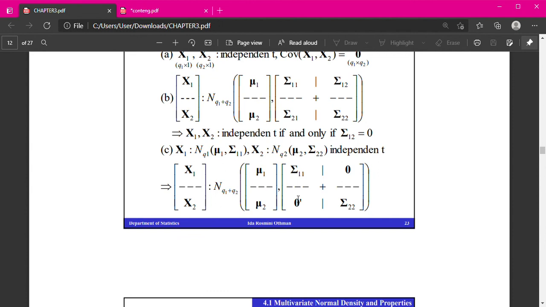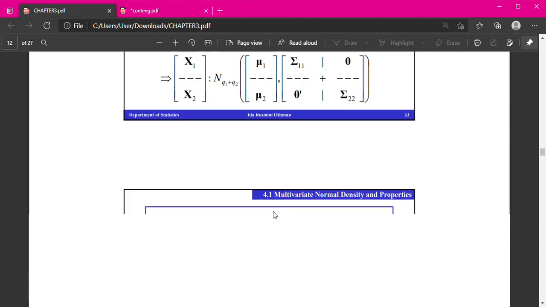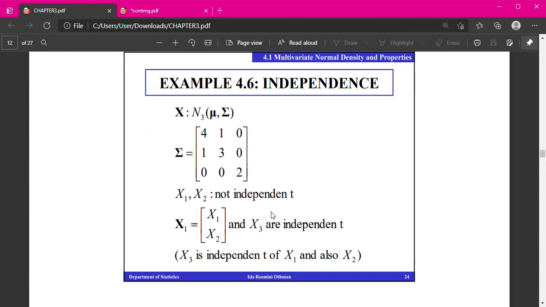Alright, ini contoh dia lah. Kalau sini semua 0 ni, dia buat boldkan 0, maksudnya matrix 0. All the entry dalam matrix tu adalah 0. So, kita boleh katakan grup pertama dan grup kedua adalah independent. Okey, ini ada contoh dalam your textbook.